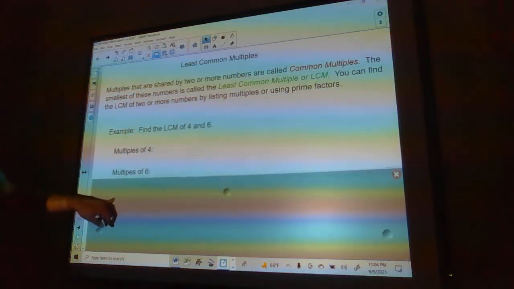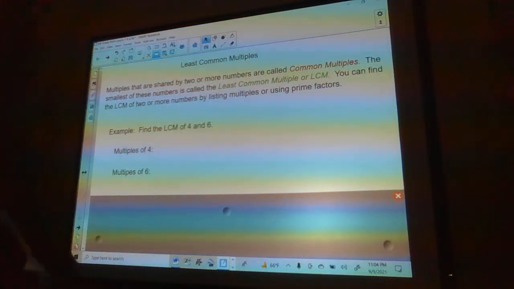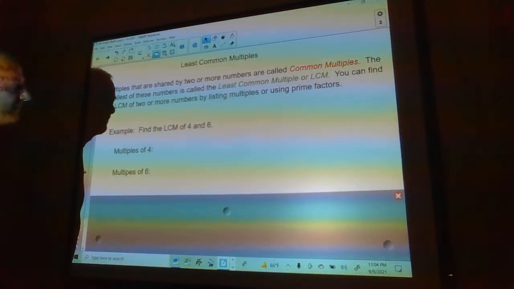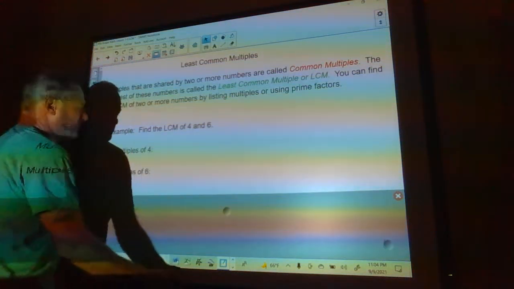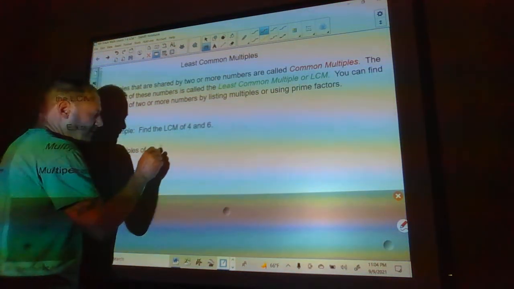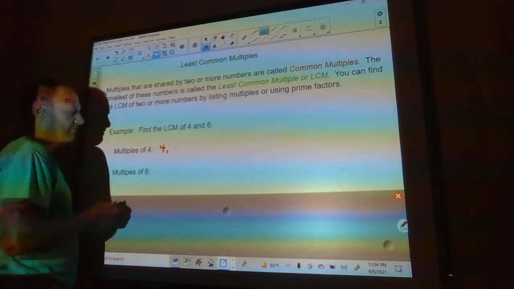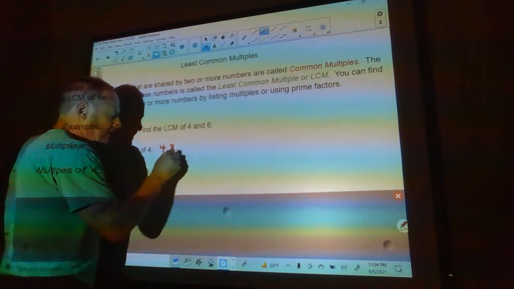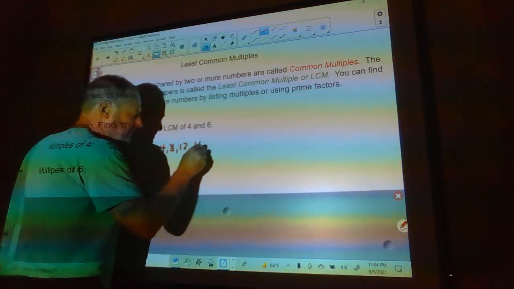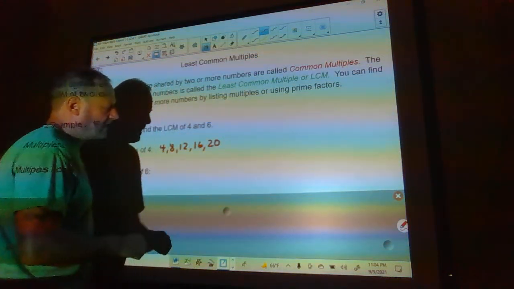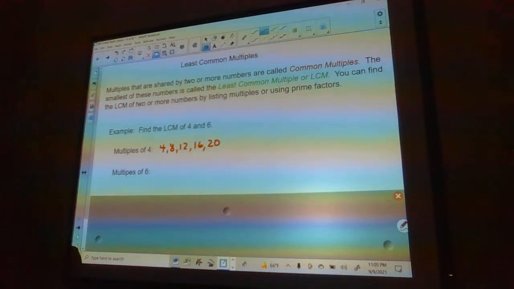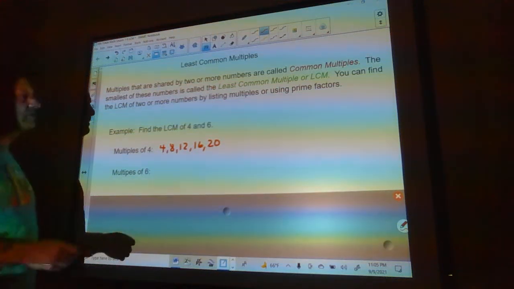So, here we go. We're going to find the least common multiple of 4 and 6. The multiples of 4 would be 4. What you do is you just write them out for a while. So 4, 8, 12, 16, 20. Now I'm not going to go any further than that for right now, unless I need to.